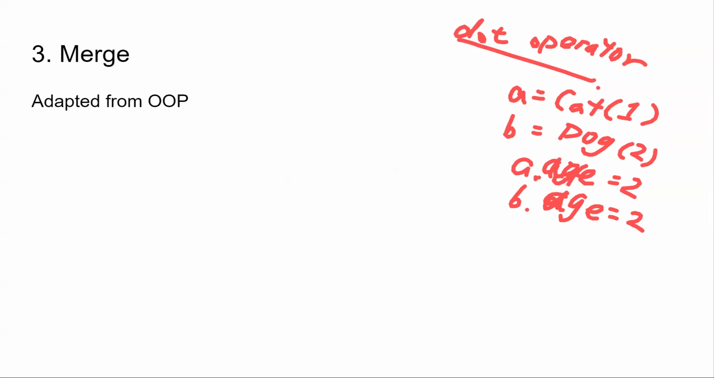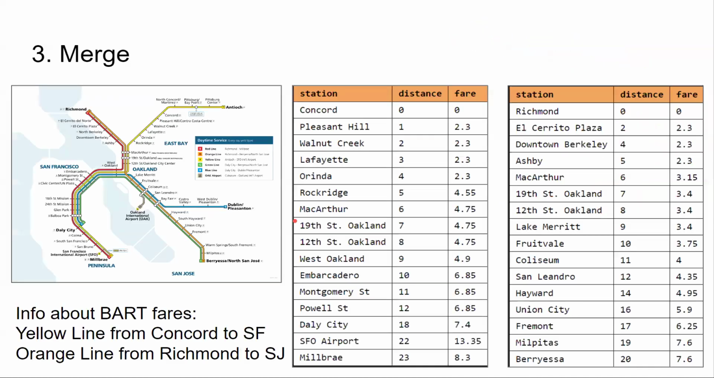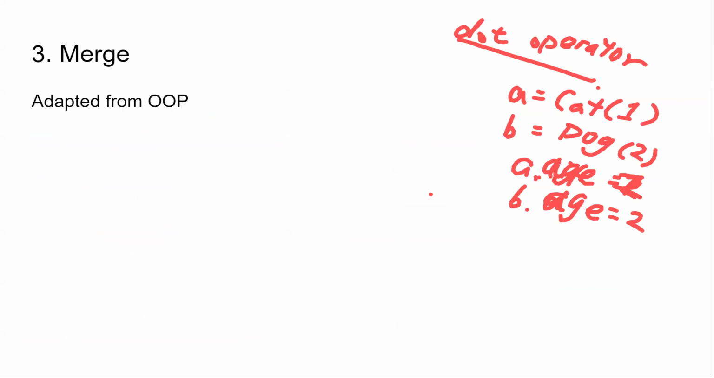So for the dot operator, when I say A.age, I'm referring to the age of the cat, the age of A, and B.age is the age of B. It's the same as in SQL, because when you are joining tables, I want to combine these tables together, but I'm merging, so we actually don't know which table is Concord and which table is Richmond. So you have to know that.